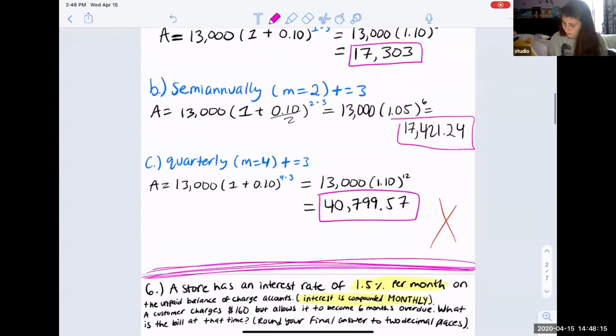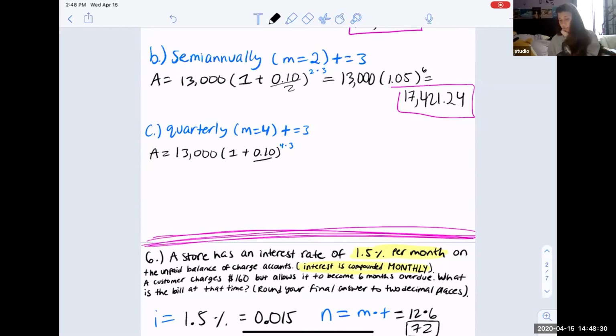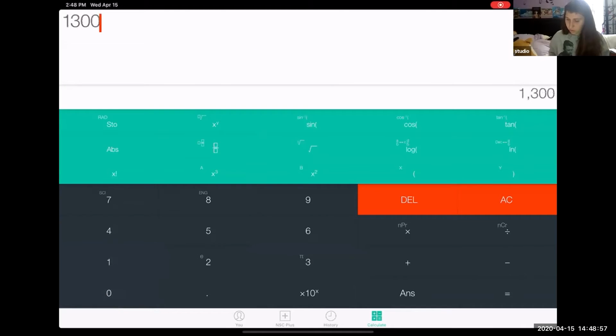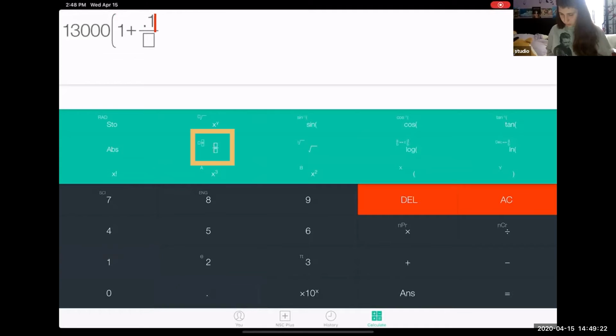17,421. And then this one turns into, that one gets divided by 4 since it's quarterly. Yep. And then that kind of changes it up a bit. Should I do 0.10 divided by 4 first? No, watch. I'll show you. Parentheses. Okay. 1 plus 0.1. Or hit the fraction bar. Actually, press delete. Hit the fraction bar right now, and then put 0.1, and then beneath that put 4.